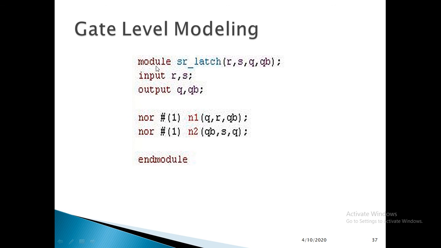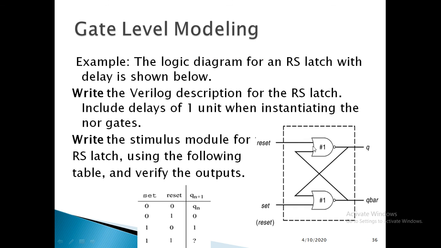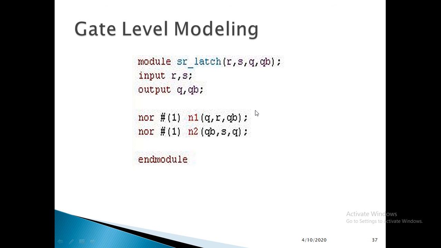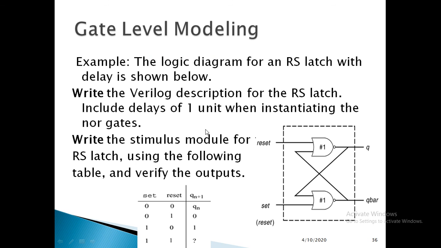This is the implementation of this circuit. Here you see that R and S, Q and QB are the parameters; R and S are inputs and Q and QB are the outputs. These are the NOR gate implementations. This is the 1 time unit delay, for Q and QB. Similarly here you have to write the stimulus module.